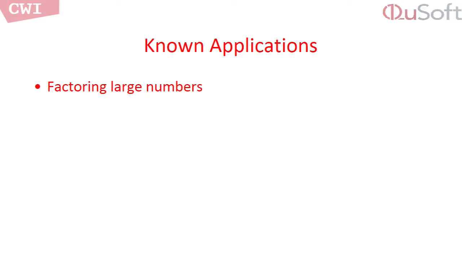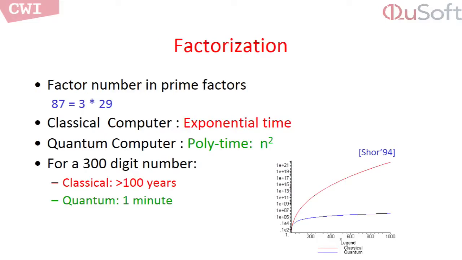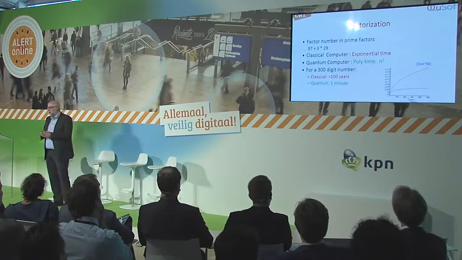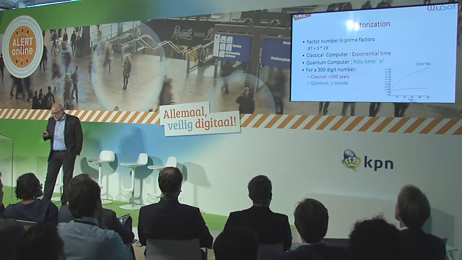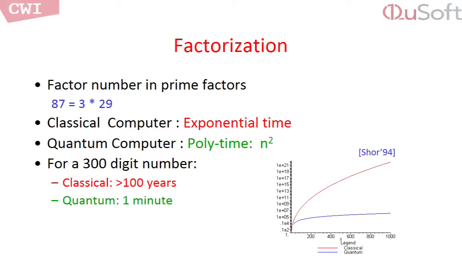And I think the most important one is factoring large numbers, which is the first algorithm, sort of not the first, but the most important algorithm, I might say, that was developed by Peter Shor in '94, which allows you to factor large numbers in polynomial time, right? So 87 is 3 times 29. And to find these factors is a difficult computational problem. Especially when these numbers get larger, we don't have fast classical algorithms to do this. They run, as we say in computer science lingo, in exponential time. So whenever you make your number a little bit larger, your computation time doubles. However, not on a quantum computer, as Peter Shor showed, because there is an efficient polynomial time algorithm that factors large numbers.